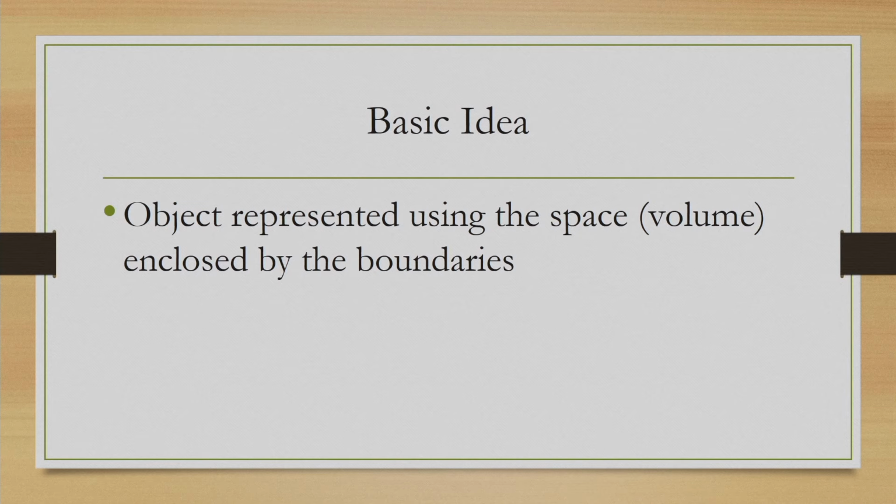Now, when we talk about space partitioning, what do we refer to? As the name suggests, space partitioning refers to the representation of an object in terms of the 3D space that it occupies. The space is defined by its boundaries and we represent the space or the volume that is enclosed by the boundaries rather than the boundaries, which we have seen in the earlier lectures.